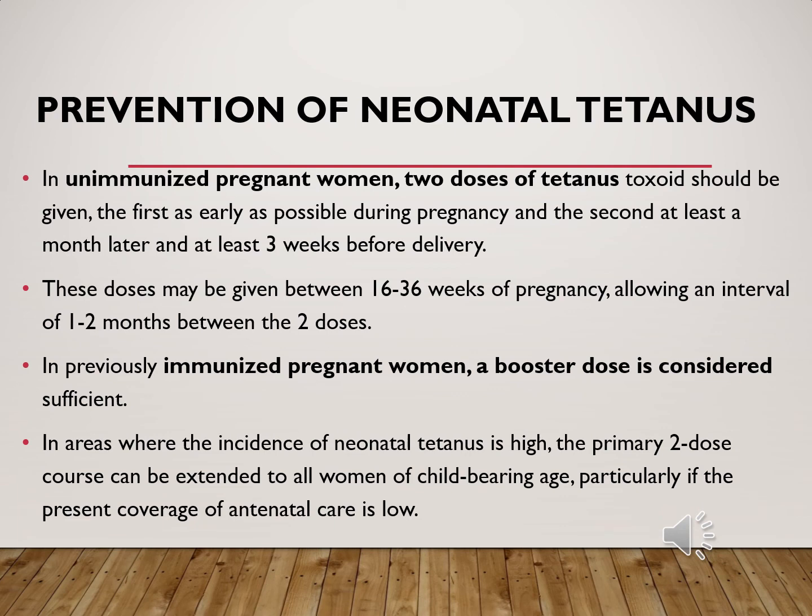Prevention of neonatal tetanus. In unimmunized pregnant women, 2 doses of tetanus toxoid should be given. The first dose should be given as early as possible during pregnancy, and the second dose should be given at least a month later and at least 3 weeks before the delivery time. These doses may be given between 16 to 36 weeks of pregnancy, thus allowing an interval of 1 to 2 months between the 2 doses.